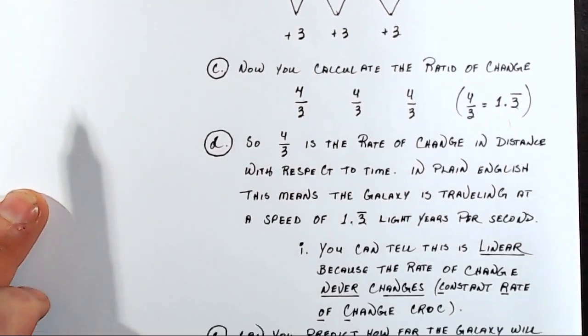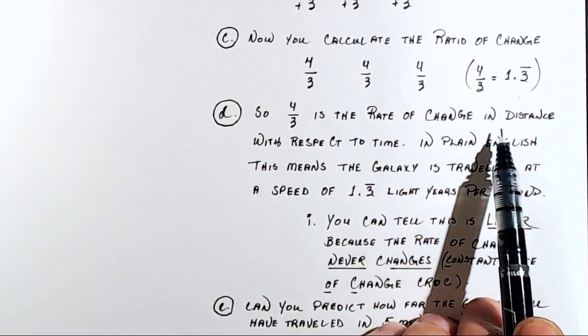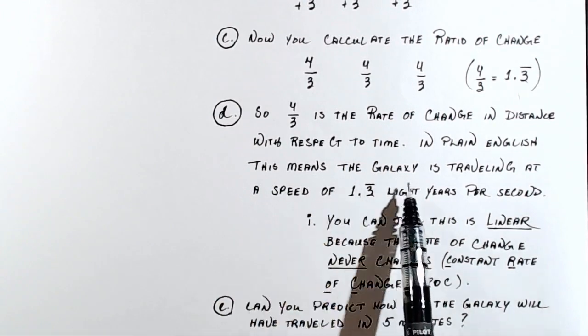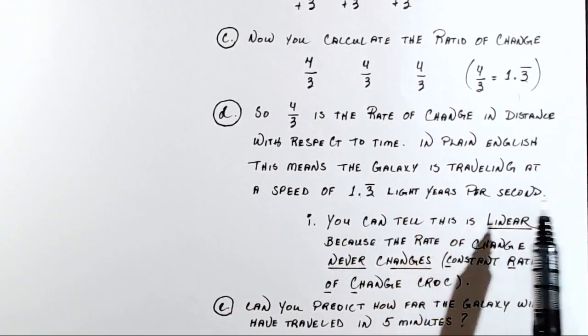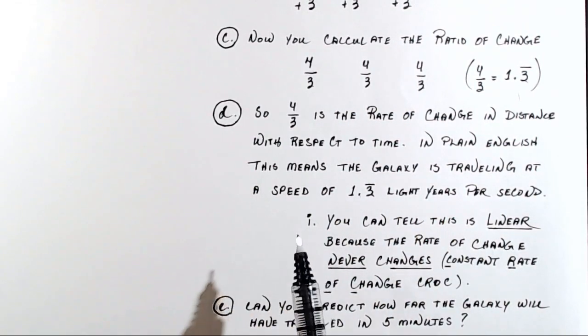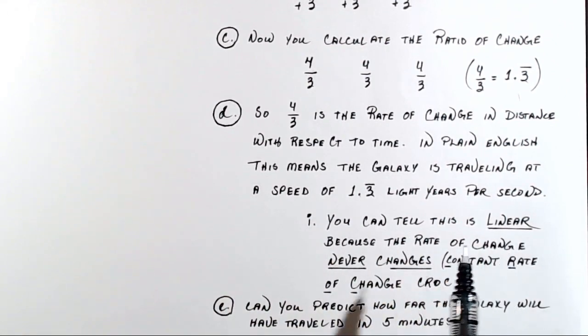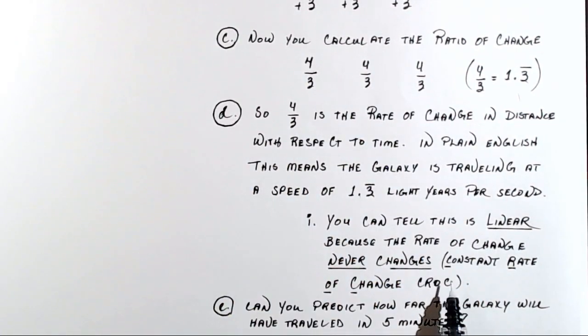And now we can draw some conclusions. So, 4/3 is the rate of change in distance with respect to time. In plain English, this means the galaxy is traveling at a speed of 1.3 repeating light years per second. Okay, and this is another point. You can tell this is linear because the rate of change never changes. It's 4/3, 4/3, 4/3. And we call this constant rate of change, or CROC. Might be something you've heard before, CROC.